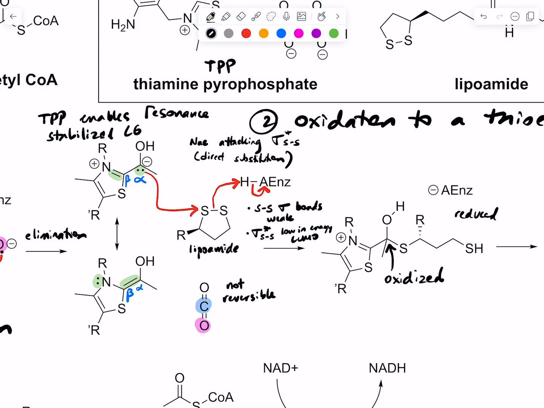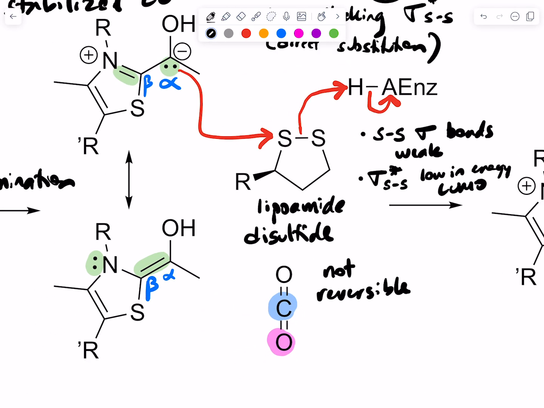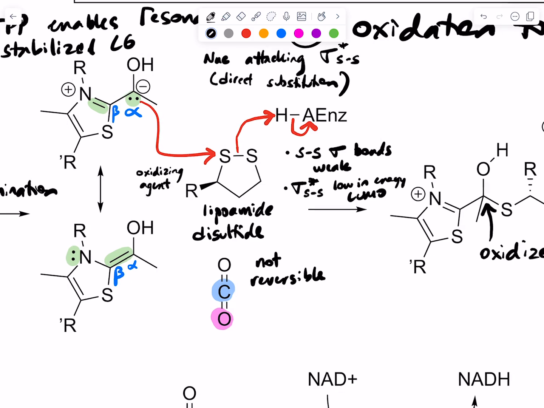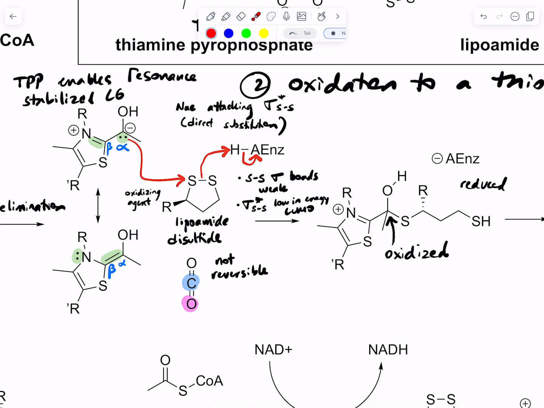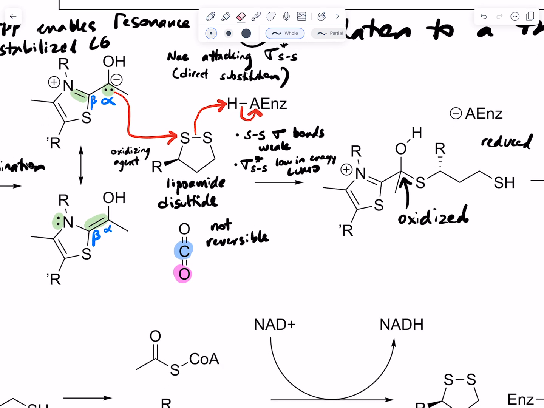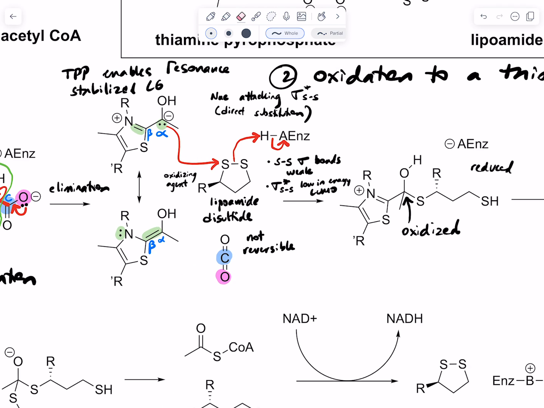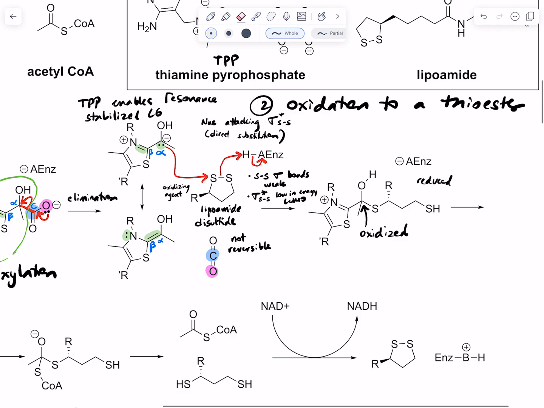So you could think of this lipoamide disulfide functional group as an oxidizing agent, because it oxidizes the alpha carbon. And the reduced form of a disulfide is a molecule that has just two sulfurs attached. This is a dithiol. So we've reduced the disulfide to a dithiol sort of oxidation state. Okay, so that's why I called this second phase oxidation.